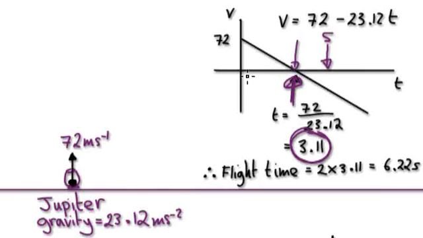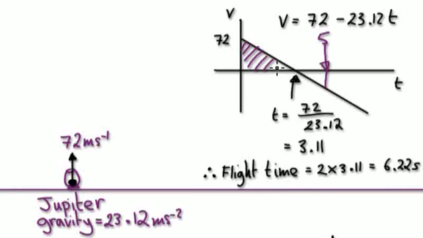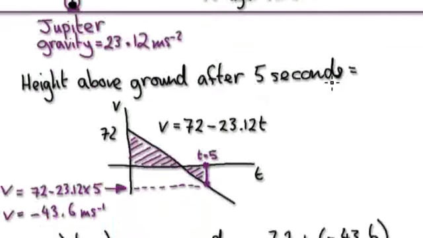If they were asking you to find the distance covered after 2 seconds, then 2 would be somewhere over here, in which case you would need this. But because I've asked you to find the height after 5 seconds, you need to take this into account here. So after 5 seconds, it would be this.